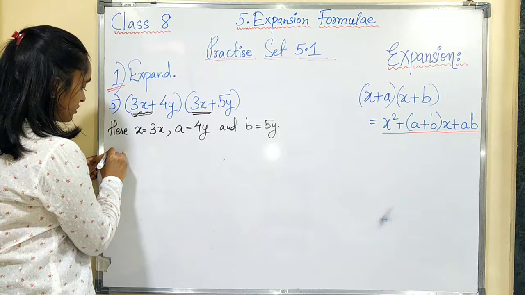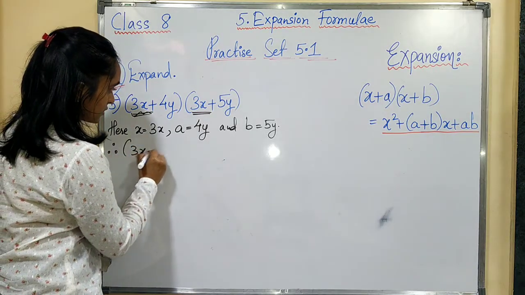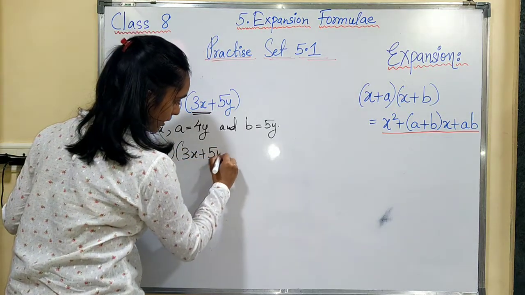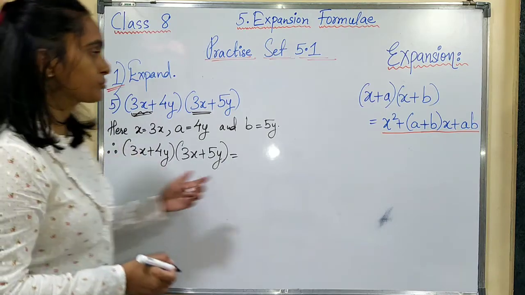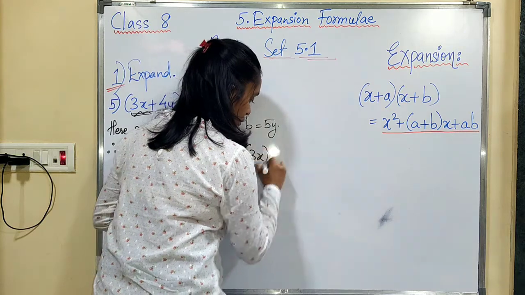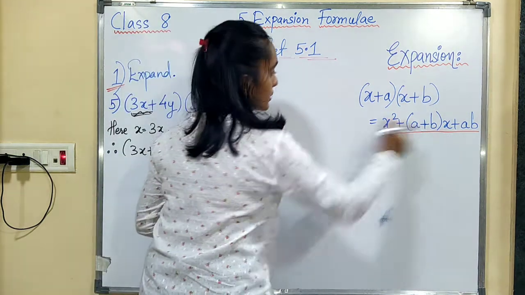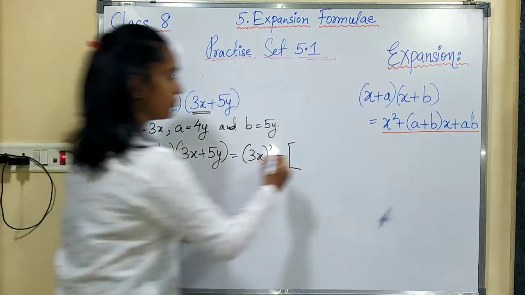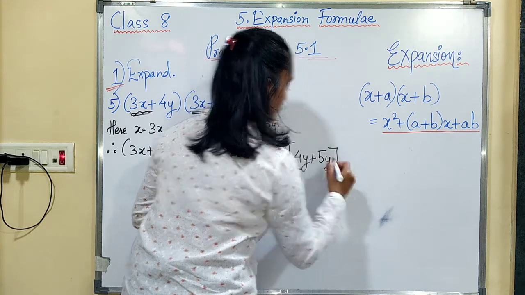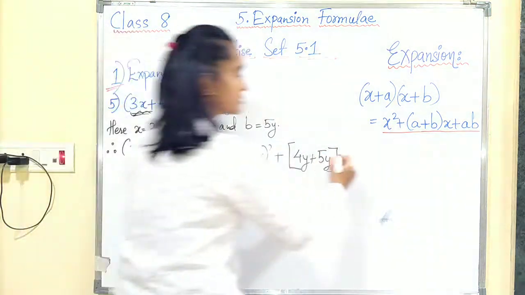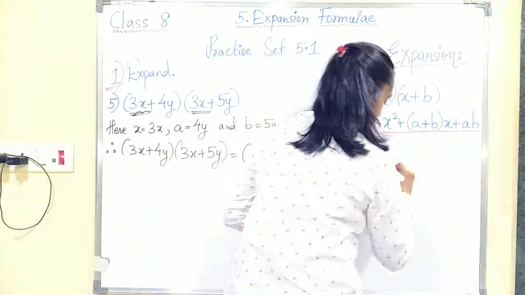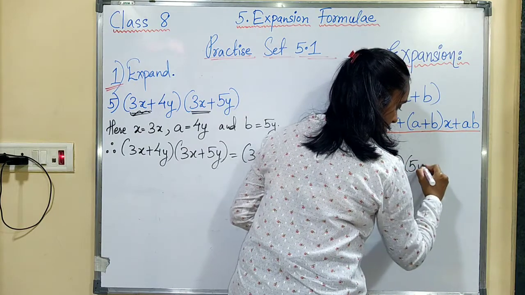You will get therefore (3x + 4y)(3x + 5y) equals x square. So squaring this term, (3x) the whole square, plus (a plus b), so a is your 4y plus 5y, multiplied by x, so multiplied by 3x, plus a multiplied by b. So your a is 4y and b is your 5y.